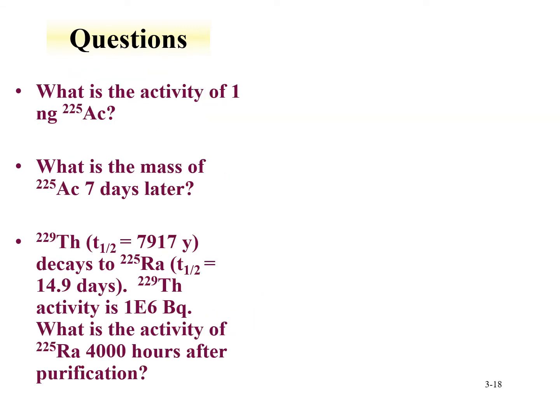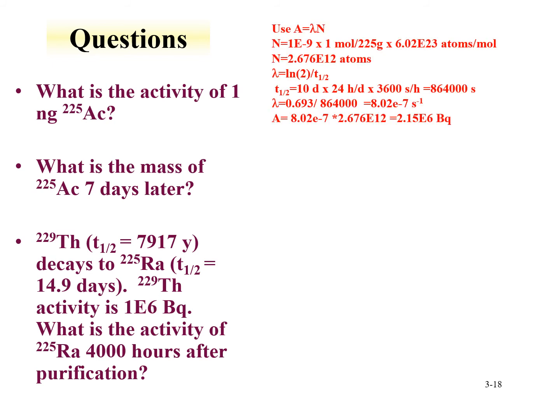Some other questions you should be able to answer. What's the activity of a nanogram of a certain isotope, in this case actinium-225? The main equation to use, activity equals lambda N. So now we need to solve for N for 1 nanogram of actinium-225. We can evaluate that number. We want to get the decay constant for actinium-225. The half-life is in days, convert that to seconds. Log 2 divided by that, we get a decay constant.